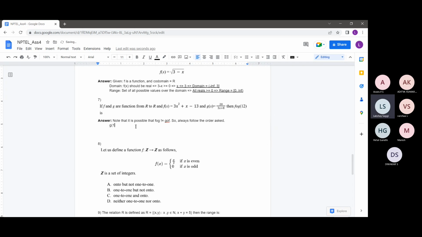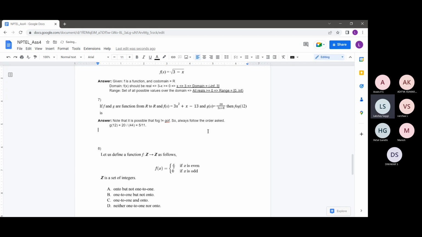So first here we'll evaluate G of 12. G of 12 will be 20 upon 3 into 12 plus 8. Oh my God, what is this calculation? 20 upon, let's say 36 plus 8, which is, I guess, 44. Guys, I need you to help me out here in the chat. I think this can only be reduced to 5 by 11. So now we need to find F of 5 by 11.